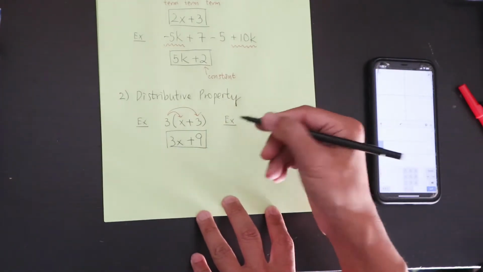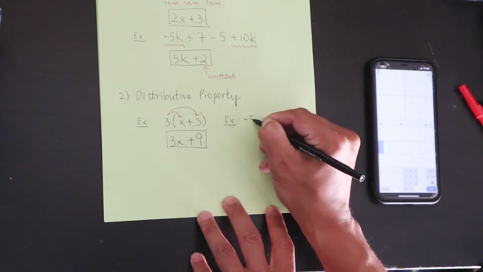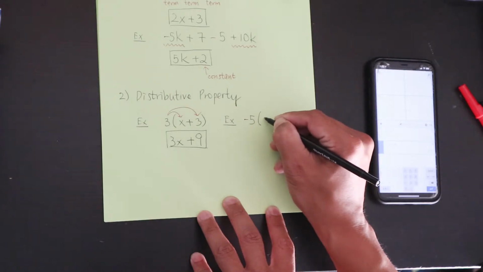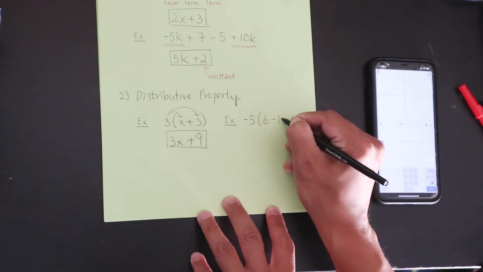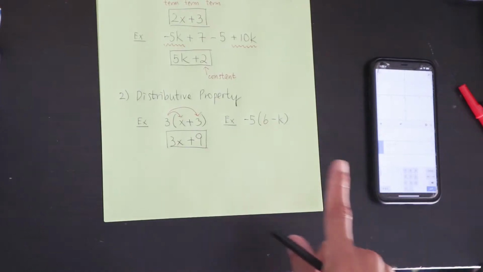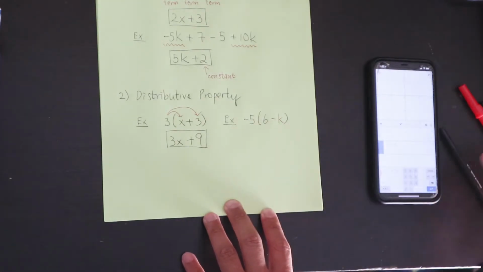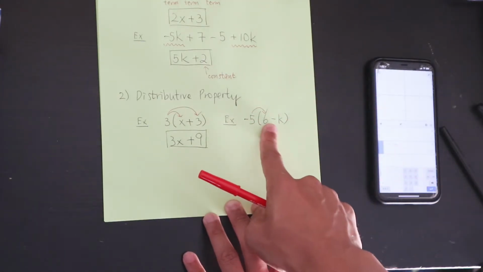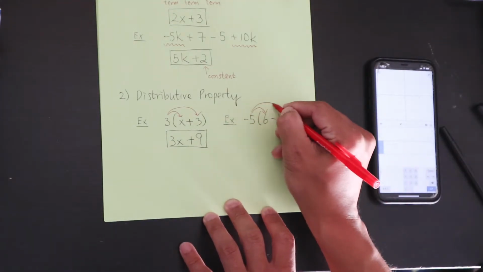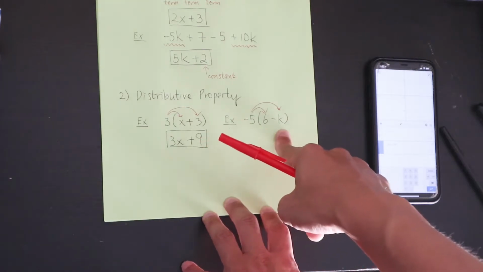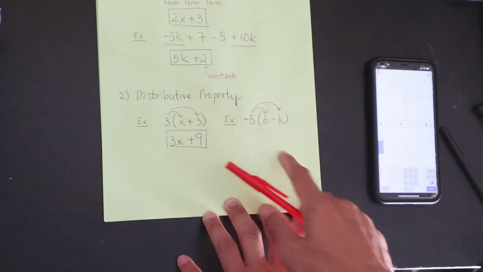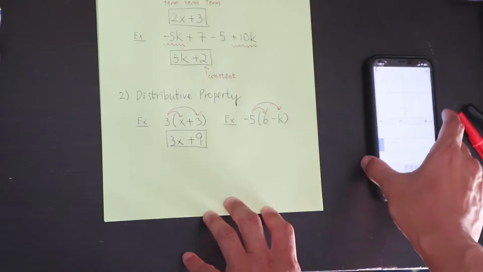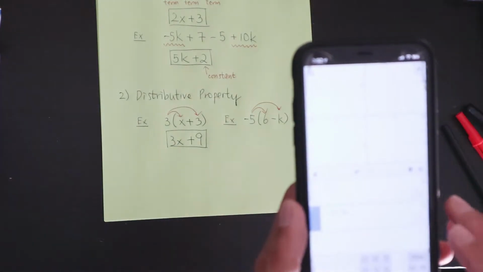So let's say you have something like -5 multiplied by 6 minus k, like this, okay? So you have -5. Let me draw the arrow first. You have -5 times 6 multiplied, and then you have -5 times -k, right? Let's find out what -5 times 6 is using the calculator to make sure that our answer is correct.